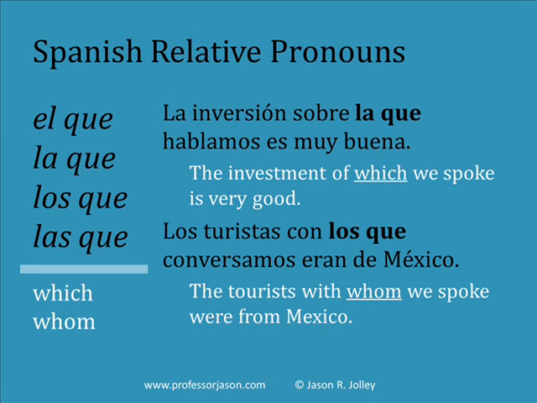Now we'll take a look at the first grouping of pronouns that have to agree in number and gender with the thing, the object, or the person or persons that they're referring back to. And I'm going to call this the el que grouping. And understand that that includes la que, los que, or las que. Now these will mean which or whom, and they only follow prepositions. Keep that in mind. La inversión sobre la que hablamos es muy buena. The investment of which we spoke is very good. Or los turistas con los que conversamos eran de México. With whom we spoke. The tourists with whom we spoke. So this family of relative pronouns, the el que grouping, can be either which or whom in English.